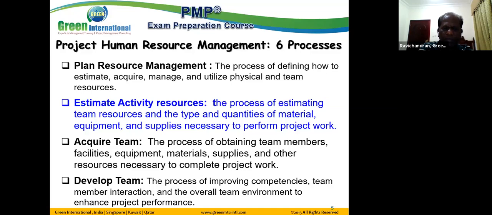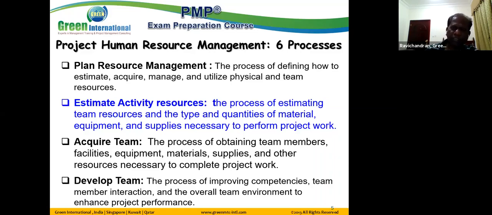Then in the second process, estimate activity resources. Here we are estimating the resources required for each activity, and then we roll up to the package level, and then we determine the overall project resource requirements. Basically, we are determining the resources in terms of type, quantity of human resources, as well as the equipment, material, other supplies necessary to perform the physical work.